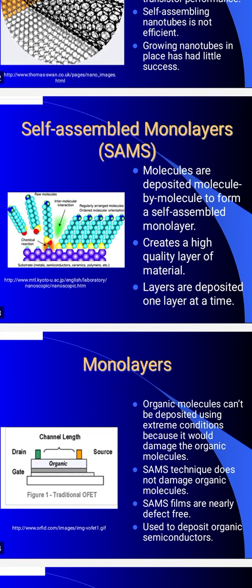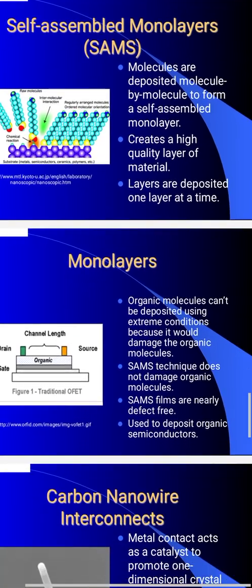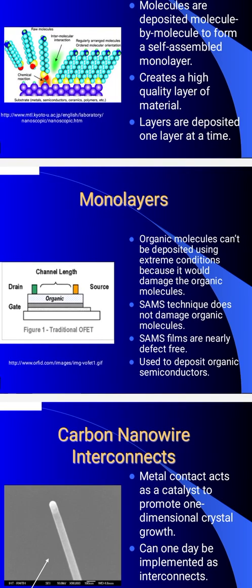What is this self-assembled monolayer? Here one layer of molecules is assembled by itself. Molecules are deposited molecule by molecule to form a self-assembled monolayer. Only one layer is formed, then it will be one SAM. It creates a high quality layer of material, deposited one layer at a time. After completing one layer, only then the other monolayer will form. So self-assembled monolayers are formed by a layer by layer growth technique.